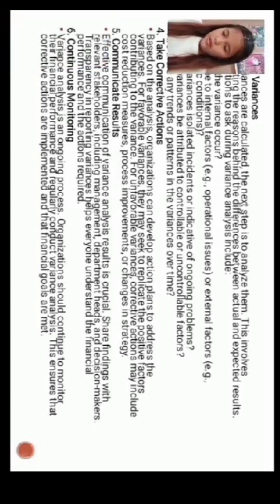So the fourth is take corrective action. Based on the analysis, organizations can develop action plans to address the variances. For favorable variances, they may seek to replicate the positive factors contributing to the variance. For unfavorable variances, corrective action may include cost reduction measures, process improvements, or changes in strategy.